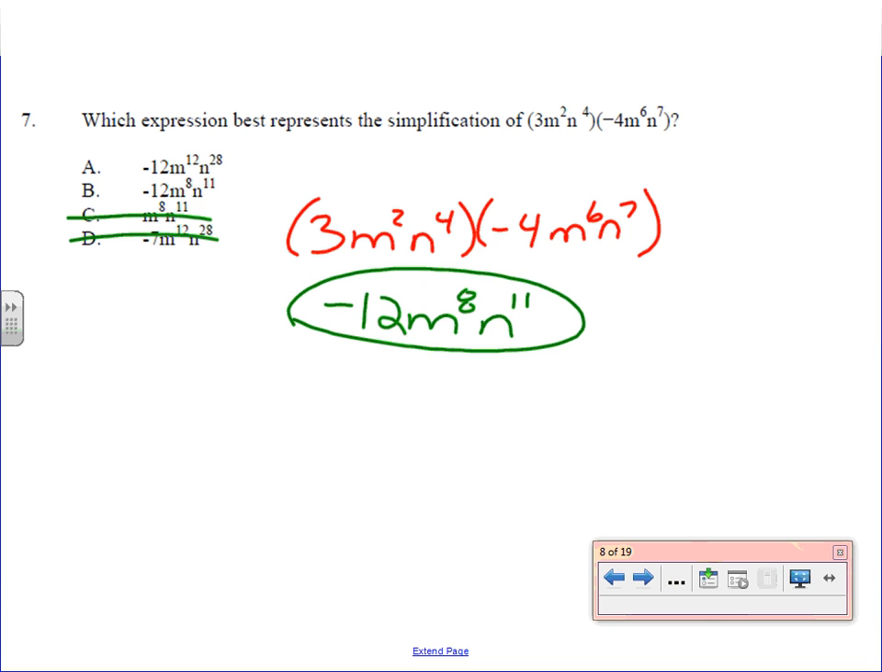Therefore, this is the choice that I'm looking for, making B the correct answer. Negative 12, m to the 8th, n to the 11th. Add exponents when you multiply. That was number 7.